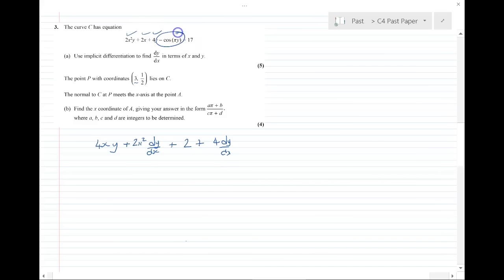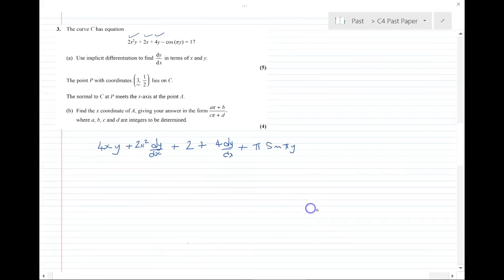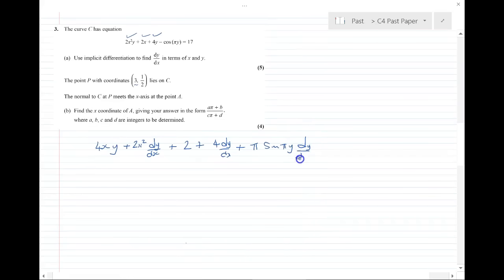Now finally this one, probably the most problematic. Cos differentiates to minus sine. So minus cos differentiates to positive sine. But a few things first. The pi, we need to times by pi. So that there is what d by dy of this expression is. If I differentiated it with respect to y, but I'm differentiating with respect to x, so using the chain rule, times by dy by dx. Then the 17 differentiates to 0.